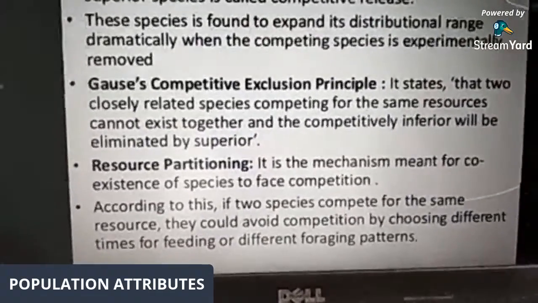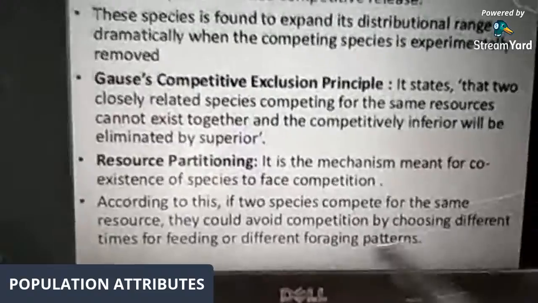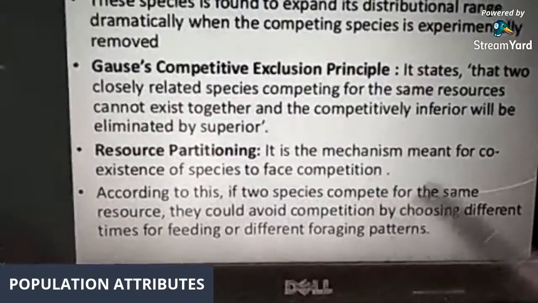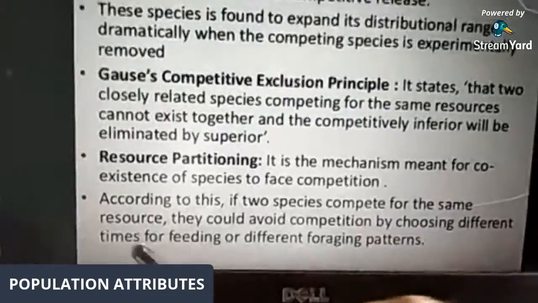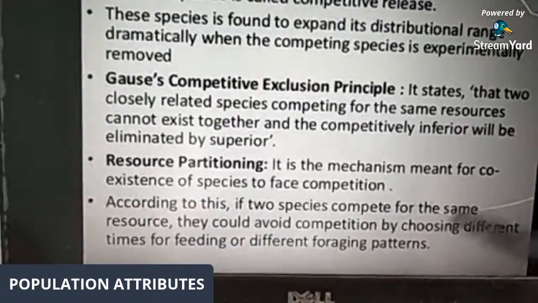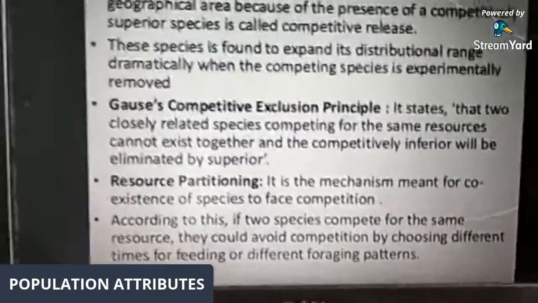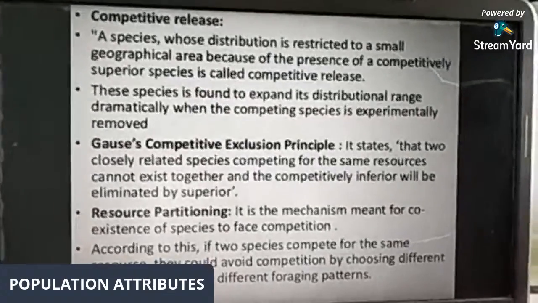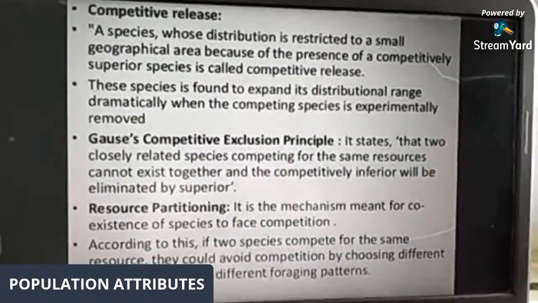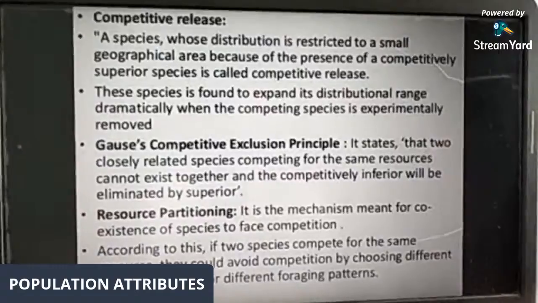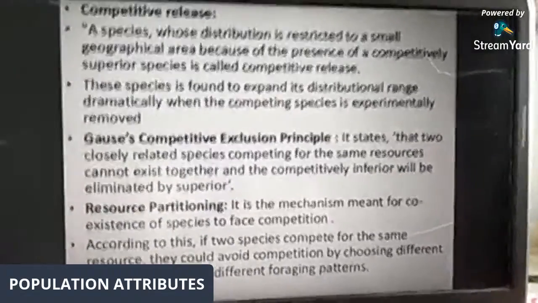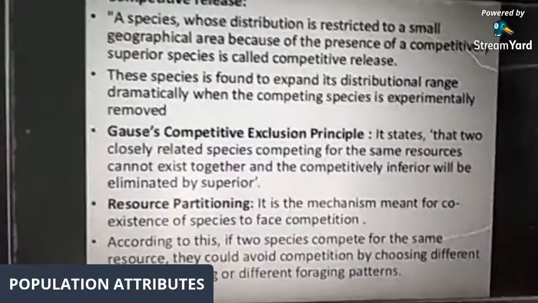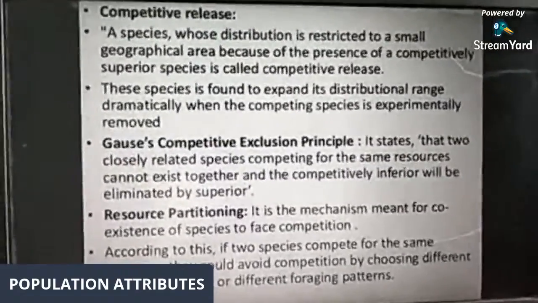What is the meaning of this? According to this theory, if two species compete for the same resources, they could avoid competition by choosing different times for feeding or different foraging patterns. So this is the basic thing of the different kinds of interaction. This is a realistic example of the different kinds of interaction present among organisms in our environment. Clear?